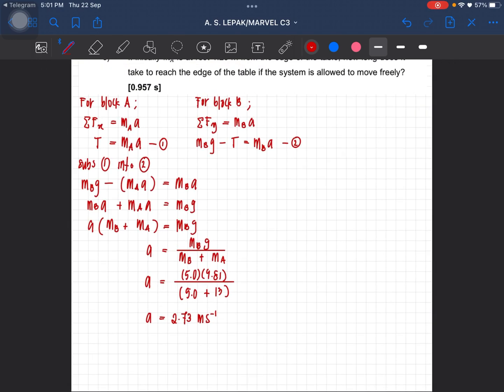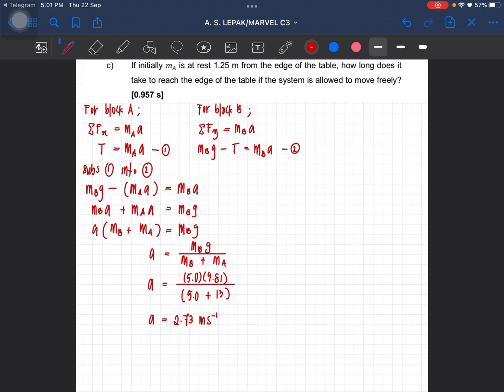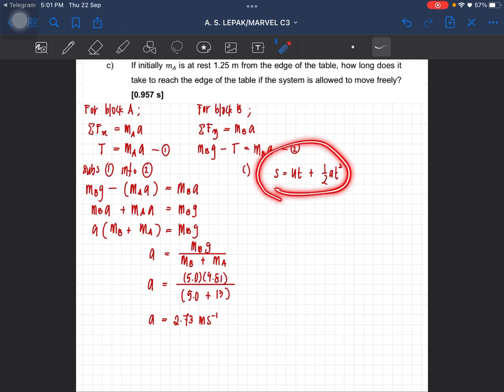Now, for question C, we have to determine the time taken to reach the edge of the table. So I will do C here. We are going to apply the formula S equal to ut plus half at squared. Why can we use this? Because the acceleration here is constant. So since the acceleration is constant, we will apply this equation here.